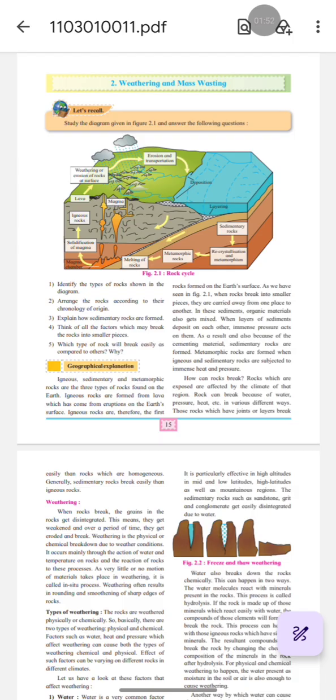Now, how do rocks break? It's a simple question. How will you answer? Rock is continuously exposed to water, temperature, pressure, air, plants and animals. All these factors can break the rock into small pieces. Rocks having joints, cracks or layers break more easily than homogeneous rocks. So generally, sedimentary rocks break more easily than igneous rocks.